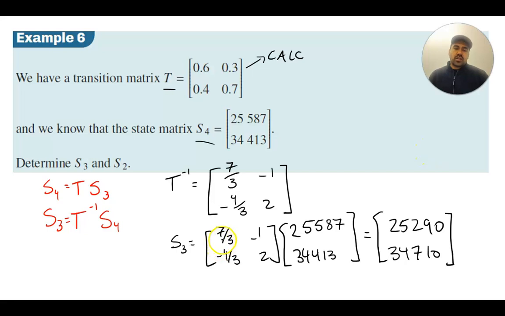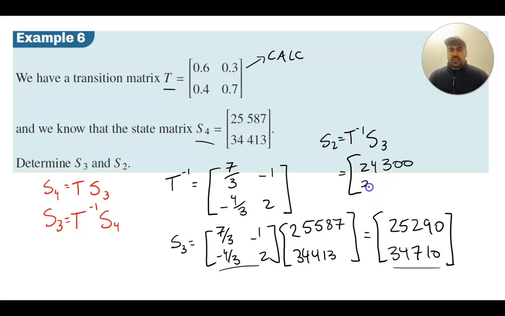We do this again to get S2, multiply this by this to get S2. S2 in this case will end up being 24300 and 35700 when executing this particular multiplication. Remember, S3 just came from there.